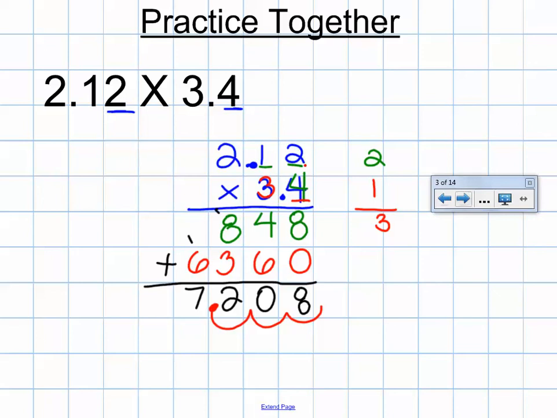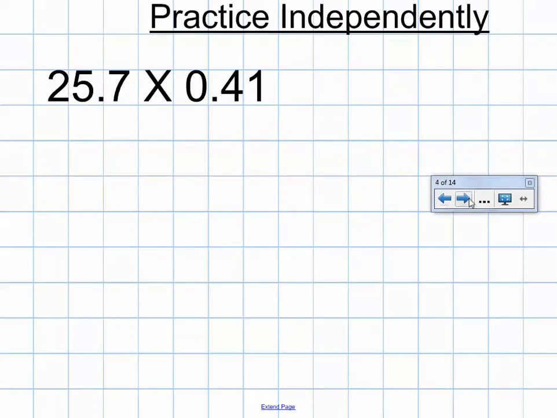What I want you guys to do is practice one now on your own. My numbers are 25.7, 25 and 7/10, times 41 hundredths, 0.41. What I'd like you guys to do is write this down on your paper. Remember, line up the end numbers and follow your steps and try to come up with this answer without a calculator. We'll check it in class tomorrow to see if you were able to get it correct.